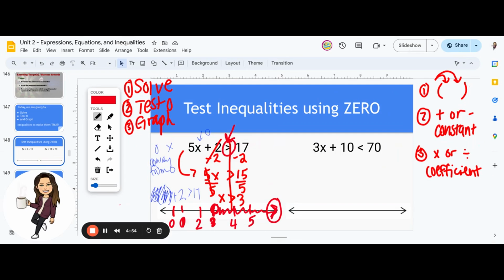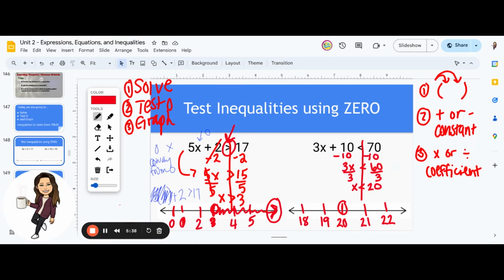All right, next one. So we're going to solve it just like we would a normal equation. So we're going to subtract our 10. I'm going to try and write a little smaller here so it doesn't get too crowded. Bring down my 3x. Keep my sign. So 70 minus 10 is 60. Divide by 3. And then we're going to get x is less than 60 divided by 3 is 20. All right, so at that point, you know that your number on your graph is 20, and it's going to be circled. Your job then is to determine which way it should be going.